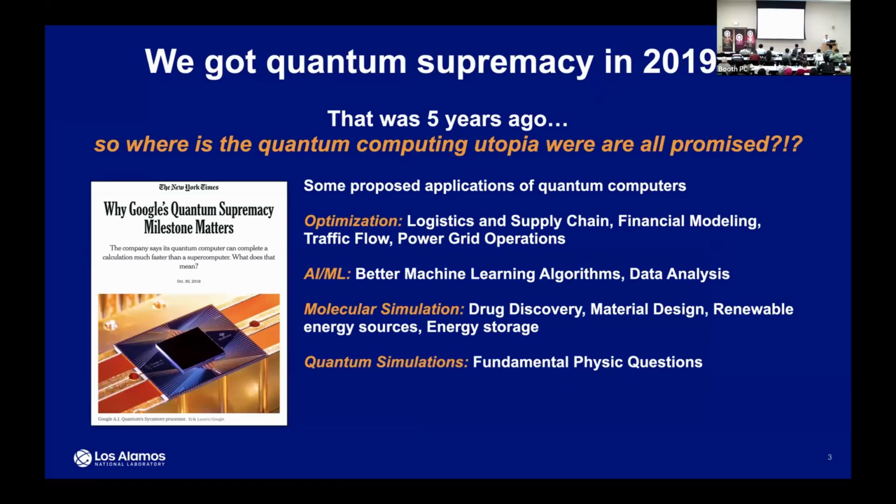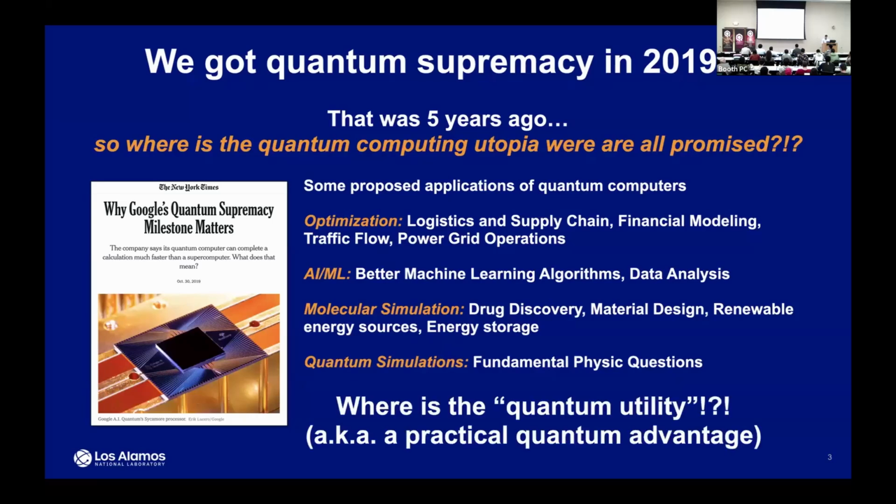You often hear that these quantum computers are going to revolutionize tons of different applications: optimization, logistics, supply chain, financial modeling. AI and ML will be done better because you can have quantum machine learning models, molecular simulation, drug discovery, material design, renewable energy, and then of course, quantum simulations for fundamental physics questions. I mean, if all of this was so easy, you would hope we would have had it already. It's been 5 years since we had this supremacy demonstration, right?